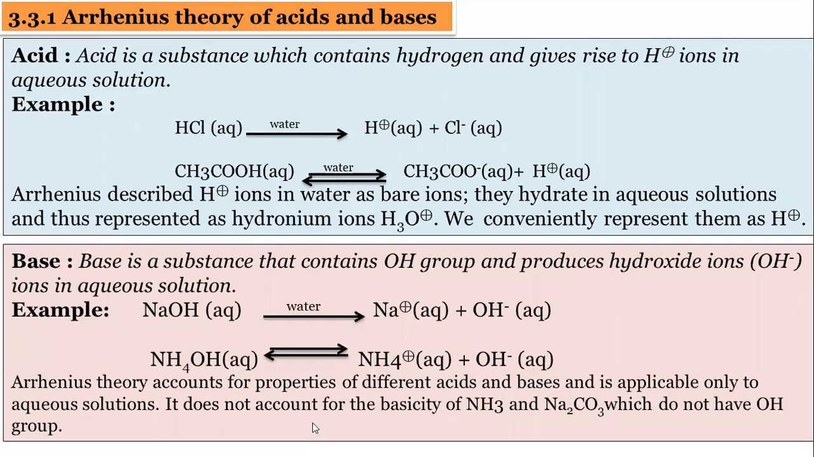According to Arrhenius, an acid is a substance which should contain H plus ions, and a base should contain OH minus ions. But there are these two examples which do not contain the OH group, but still act as bases. So other theories are there.